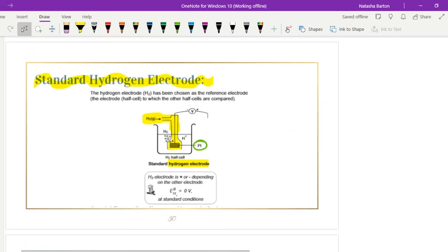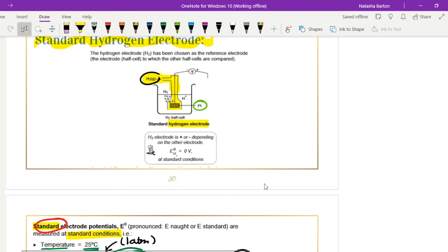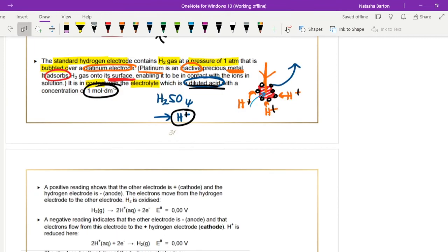Okay, so again, your hydrogen gas will enter and it will stick onto your platinum electrode. Based on what is happening, this over here may be oxidized, and then it will go and form hydrogen ions. Or if electrons are entering from the external circuit, then these will form gas bubbles, which will bubble off and out.